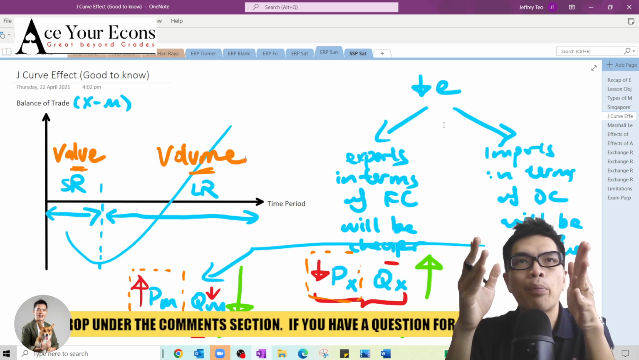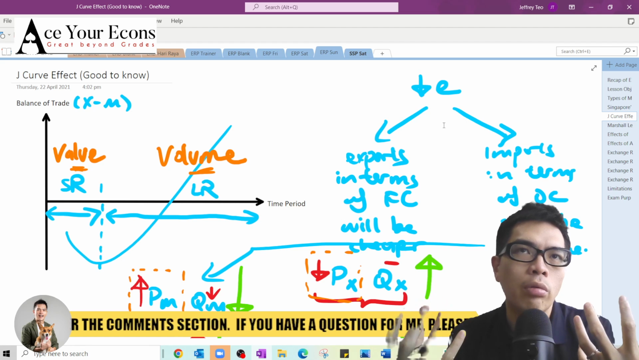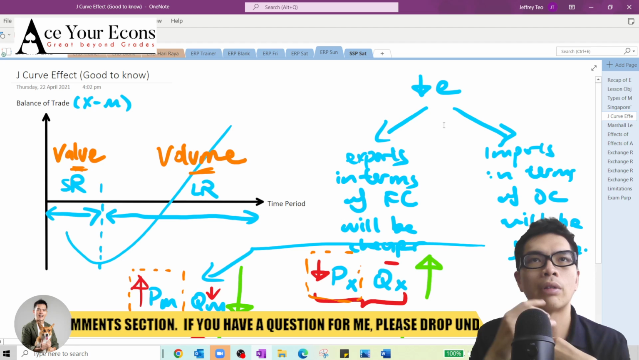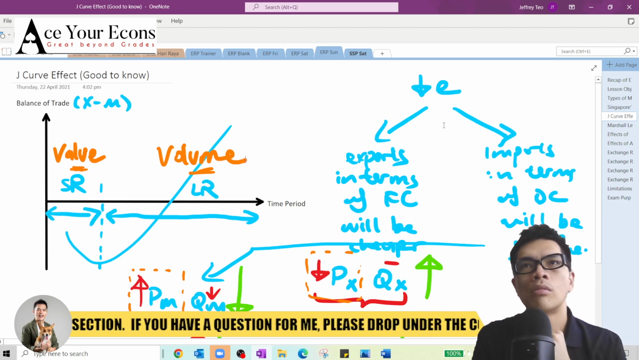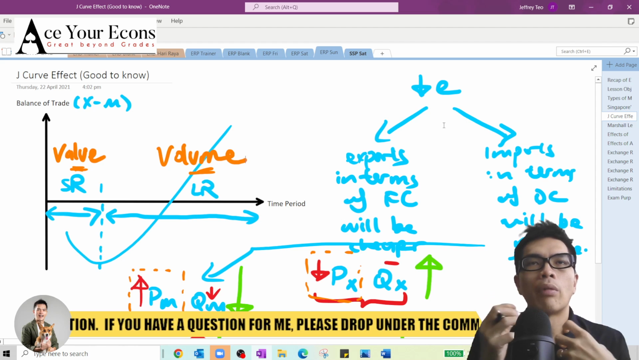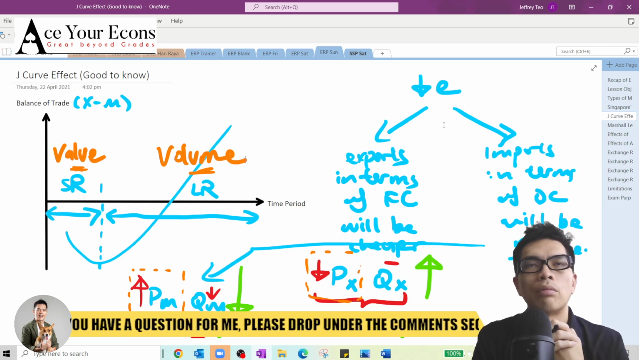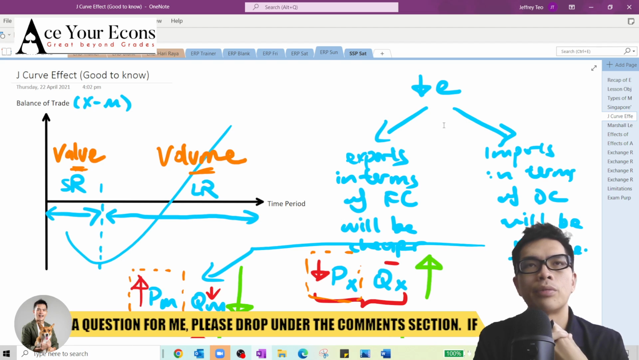So what is the primary consideration? Why do central banks want to appreciate their currency? What do they want to achieve? Do you still remember? Why do they want to appreciate? What is the biggest objective that they want to meet with an appreciation? Come on.